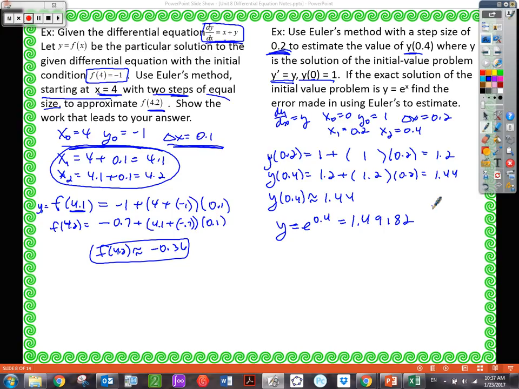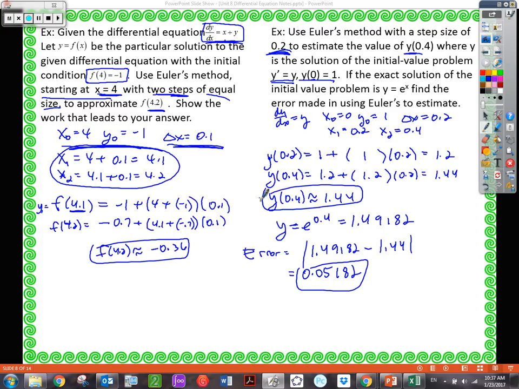All right, so now let's calculate the error. It just wants error, so that means the first equation, where we just do the absolute value of the exact, which is 1.49182, minus the approximation, which is 1.44. So our error is going to turn out to be 0.05182. That's our error. And that's our approximation. Okay, how are we on that? Is everybody okay?